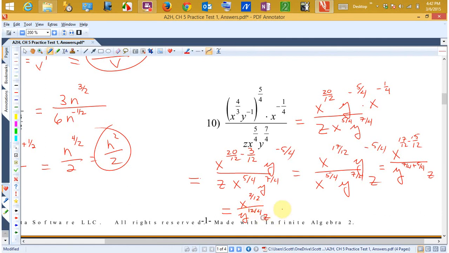Times z. So that's going to be x to the 1/6, since 2/12 is 1/6. The denominator, 12/4 is 3, and z. That was kind of painful. End of the page.